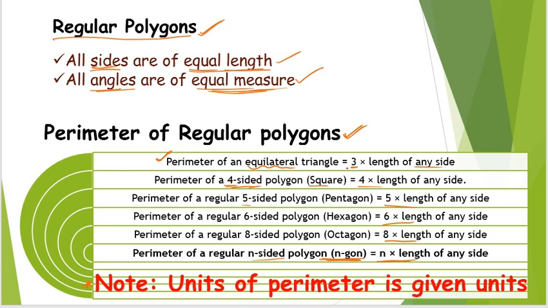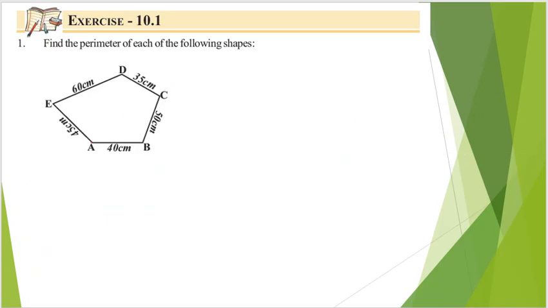Let us move on to the questions. Question number 1, exercise 10.1. What is given: find the perimeter of each of the following shapes. There are some shapes given, so you need to find the perimeter of each shape. What is perimeter? Perimeter is the sum of all sides.